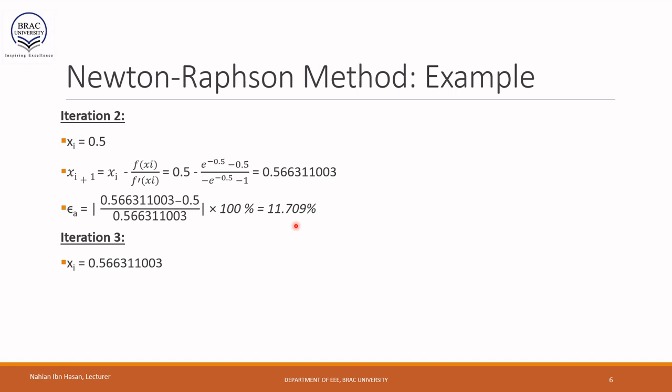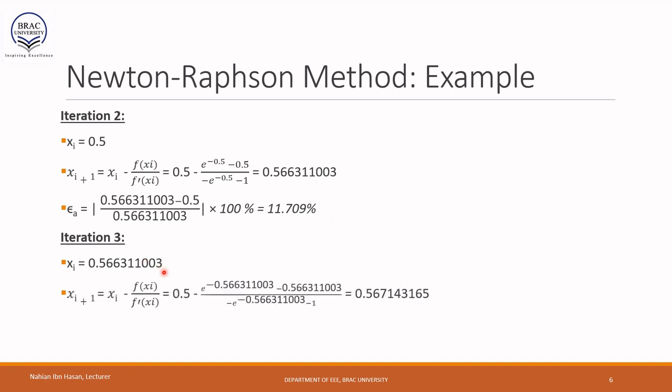In iteration 3, we use the result of the second iteration as our approximation in the third iteration. And if we calculate through the Newton-Raphson method and the approximate relative error formula, we get an error of 0.147%. So the error is reduced much faster in this Newton-Raphson method. Initially it was 100%, in iteration 2 it got to 11.709%, and in the third iteration it reduced to almost 0.1%.